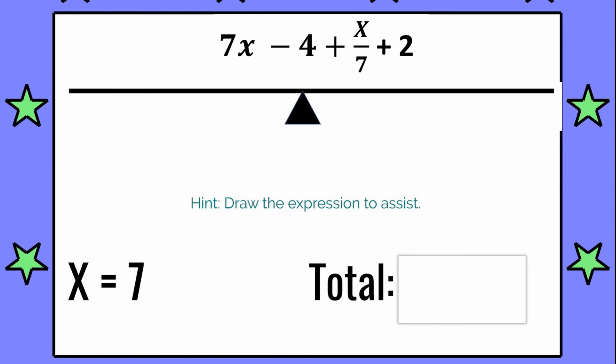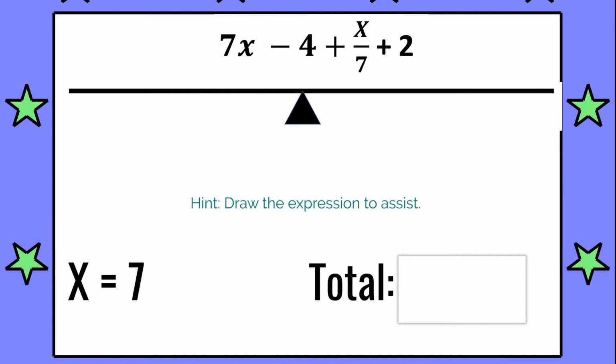All right, in this video, we're going to focus on evaluating expressions that have multiple operations. Remember our steps to evaluating. We're going to first make sure we understand all the symbols. We're going to find out what the value of our variable is and substitute that in. Then we're going to follow order of operations.